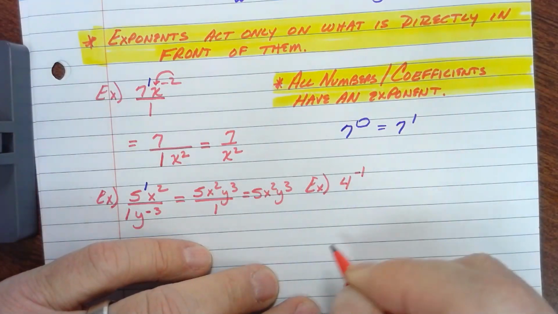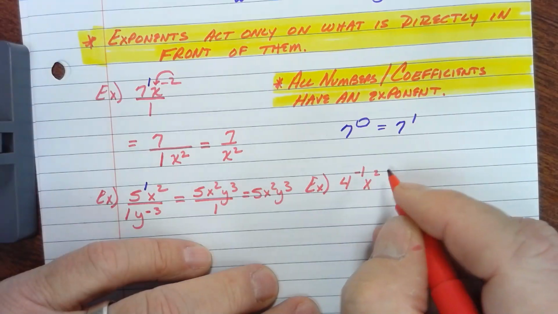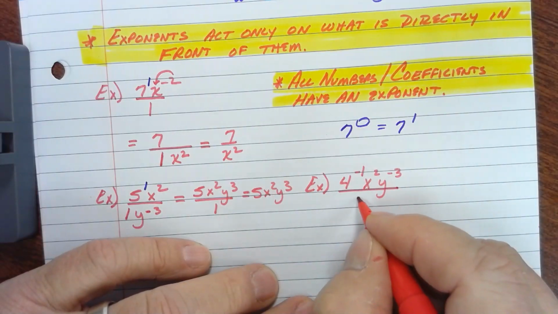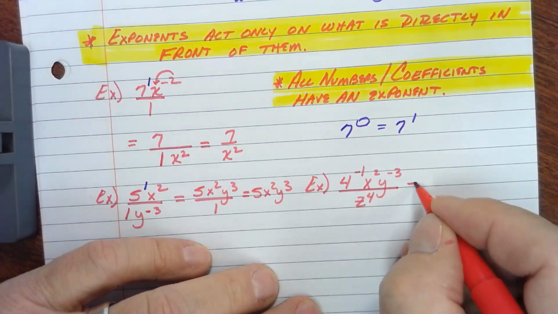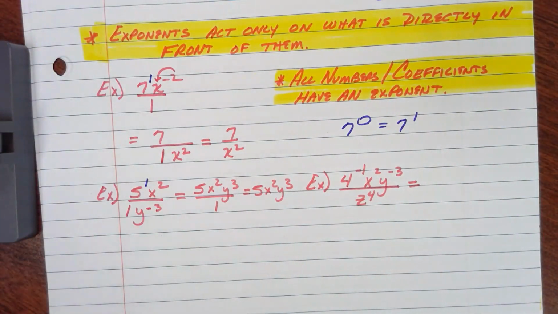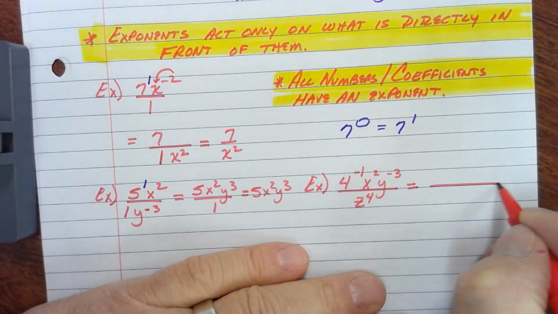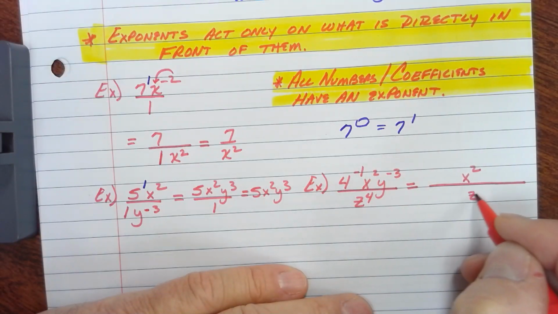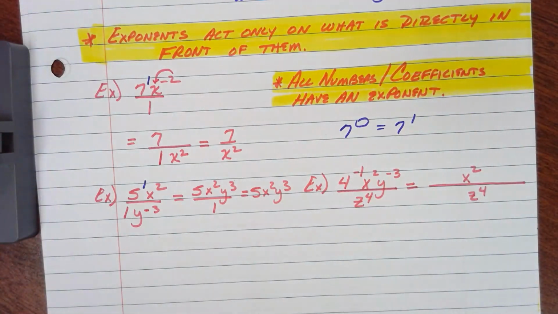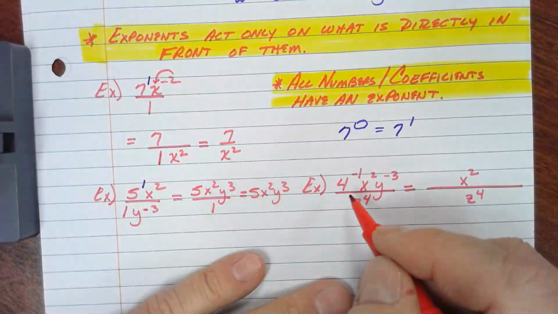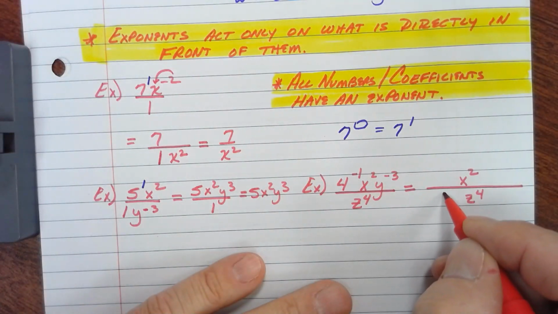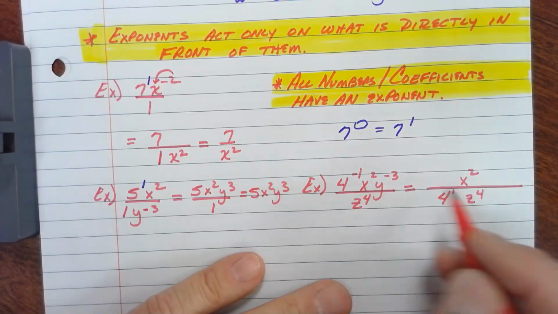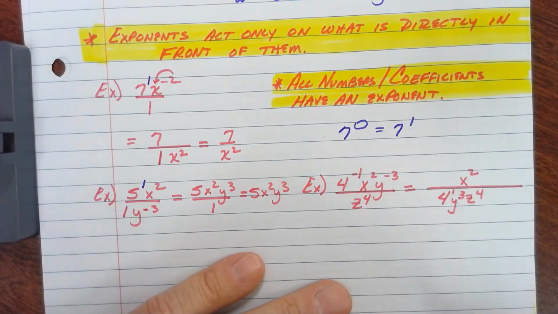Sometimes I will have a negative 1 on that exponent, and that's fine. We just follow the same rules. Move it across the fraction bar and change its charge. X squared is not moving, and neither is z to the fourth, because they're positive exponents. 4 to the negative 1 is going to move to the denominator with a positive 1, and y to the negative 3 is going to move to the denominator and become y cubed.